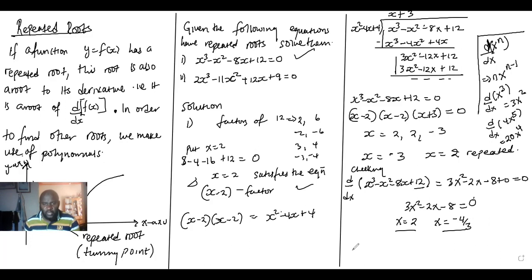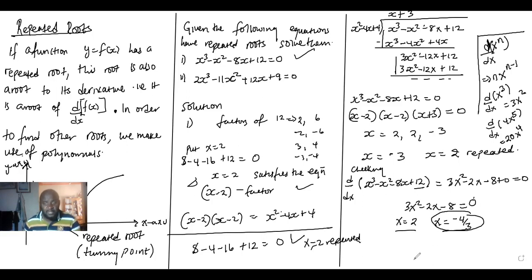When you substitute 2, what do you get? Let me use this space for substitution. You'll get 8 minus 4 minus 16 plus 12 is equal to what? 0. This confirms that x is equal to 2 has been repeated. Definitely, if you use this one, it will not give you 0.